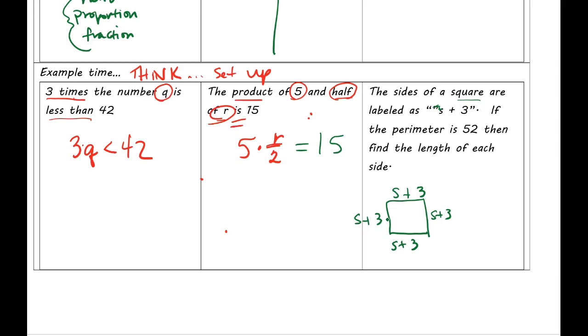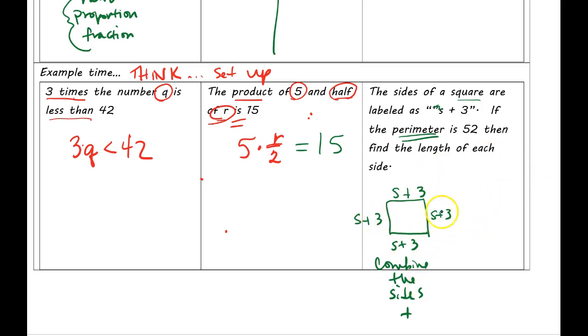Now, the next sentence says if the perimeter is 52. Perimeter. Let's think about what perimeter is, everybody. Perimeter on a shape is how you measure all the way around the shape. So if I need to go around the shape, that means I'm combining all four sides. And if we need to combine the sides, the word combine means to add. So if we're doing perimeter, I really do need to add all of these together. Okay, so you can either write it out as s plus 3 plus s plus 3 plus s plus 3 plus s plus 3. You can write all of that out if you want.